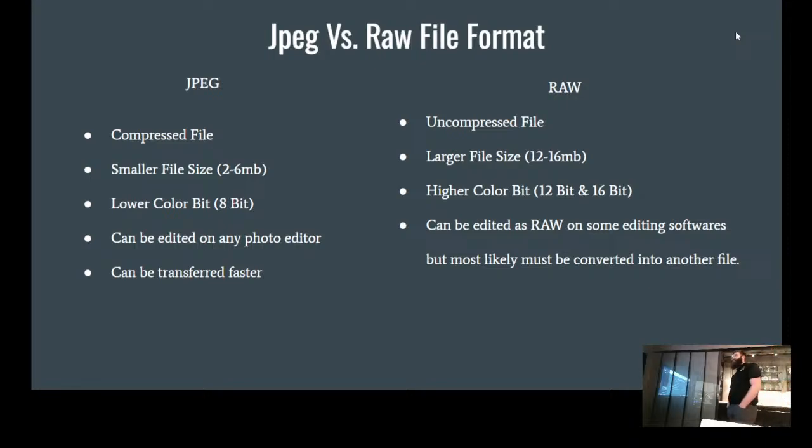Now, if you are interested in editing your photos, then you want to go with the RAW side of things. RAW is an uncompressed file, meaning that it's a larger file size. On a low end, 12 to 16 megabytes. On some higher end with 60 megapixel cameras, you're looking probably closer to 30 to almost 40 megabytes per photo. That being said, they have higher color bits, 12 to 16 bit. And they can be edited as a RAW on some editing softwares. But you'll most likely have to convert this into another file.